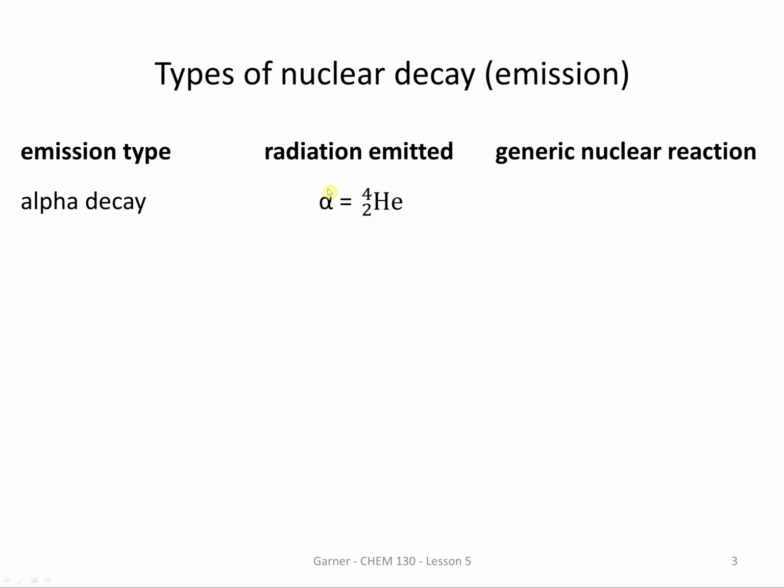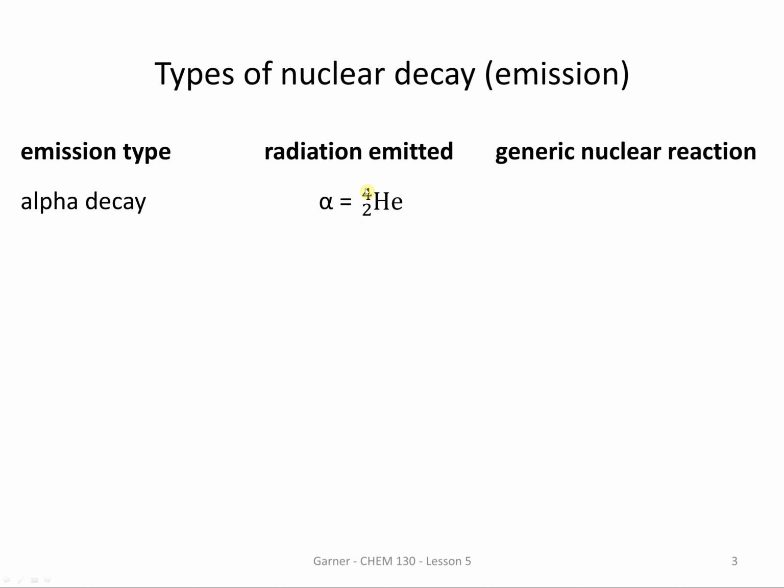And an alpha particle, and you'll see this represented just with this lowercase Greek letter alpha, is simply a helium-4 nucleus. In other words, a nucleus that consists of 2 protons and 2 neutrons. So this helium nucleus is emitted from the parent nucleus that's undergoing the decay process. You'll often see this alpha particle written like this in this nuclear symbol notation, showing the symbol for helium, the atomic number for helium, and the mass number of this alpha particle.